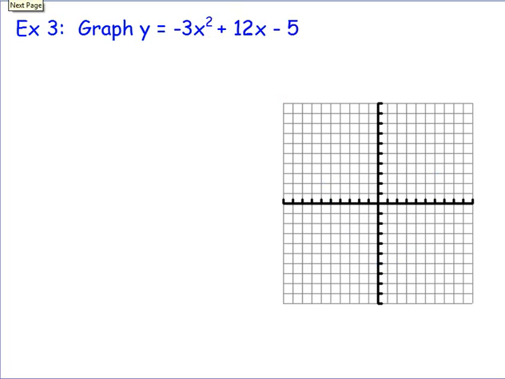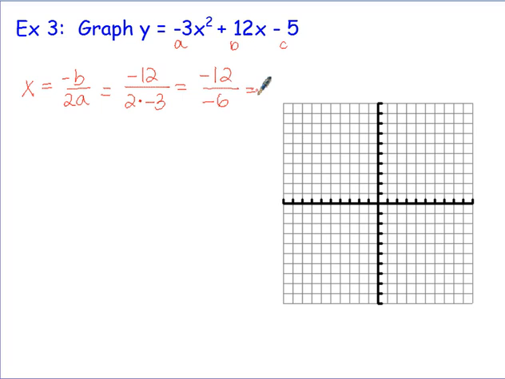Okay, so let's see how you did. A is negative 3, B is 12, C is negative 5. So x equals negative b over 2a. So the opposite of b, the opposite of 12 is negative 12, divided by 2 times a, which is negative 3. You should have kept the negative 12. 2 times negative 3 was negative 6. And negative 12 divided by negative 6 is a positive 2.